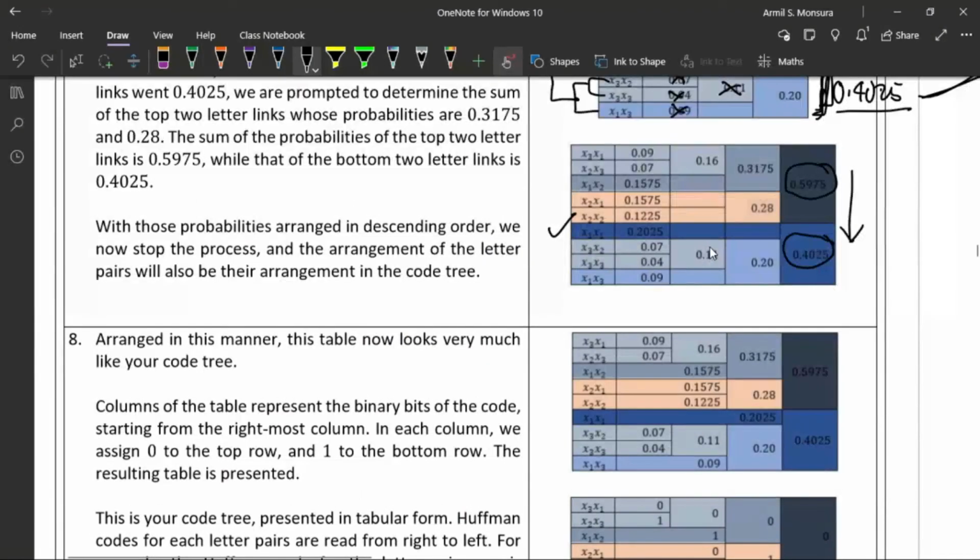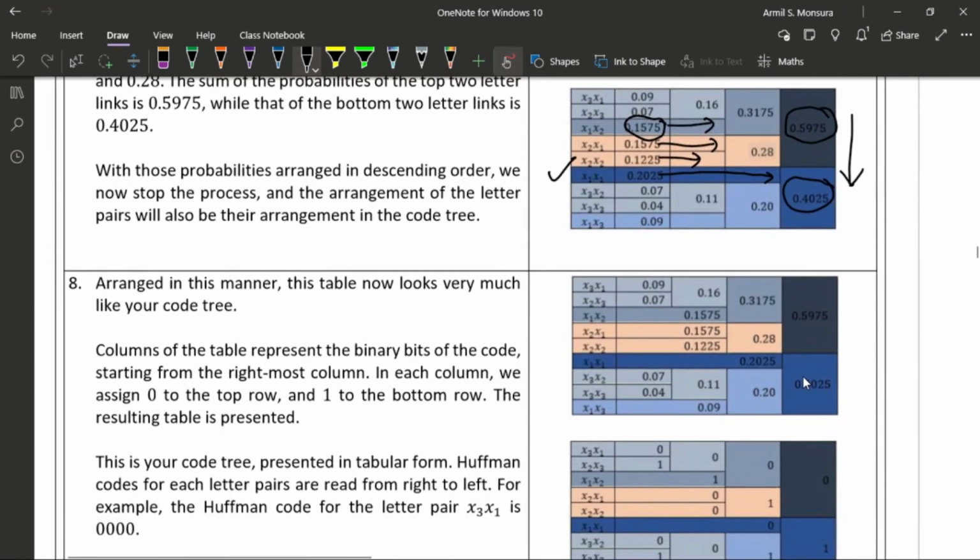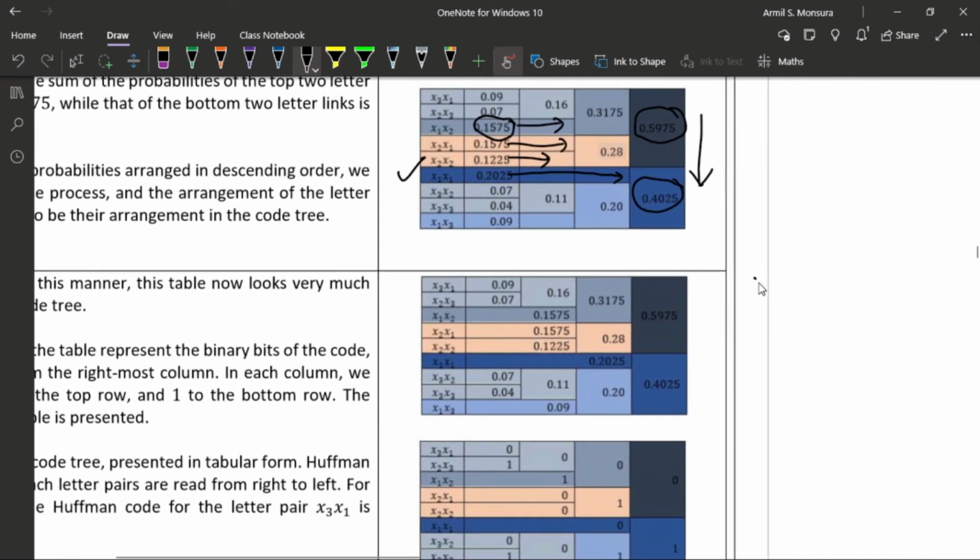Yung mga, for example, ito, i-merge nyo lang itong tape, tanggalin lang natin itong cell na to. Okay? Let's just simply write this, itong mga to dun sa mga dulo ng cells nila. Okay? Yan, lagay natin sa dulo. So, parang ganito yung magiging arrangement. And this actually would be representative of your code tree. So, parang ang mangyayari dyan is, parang si X3 at saka si X1 is to be joined to X2 and X3. Okay?